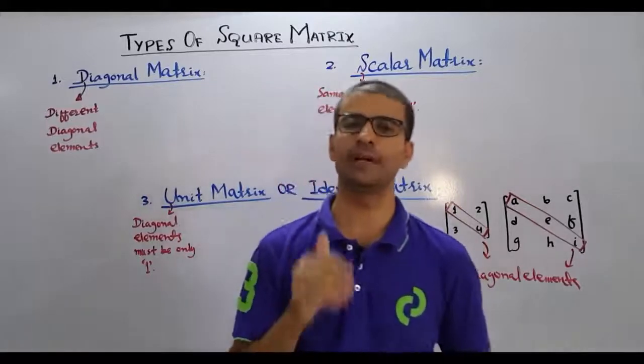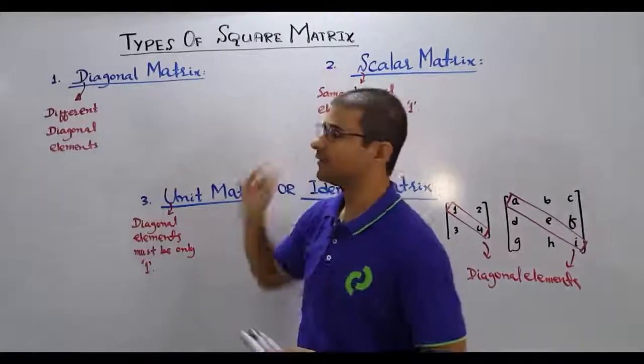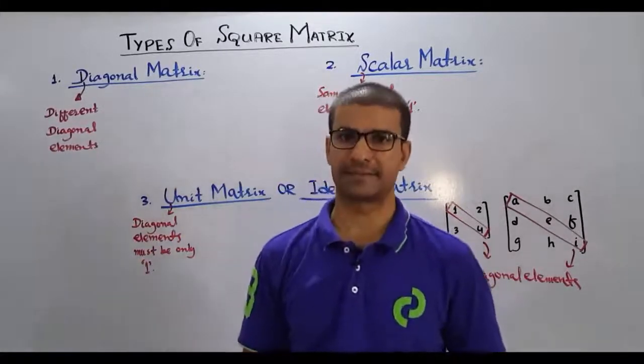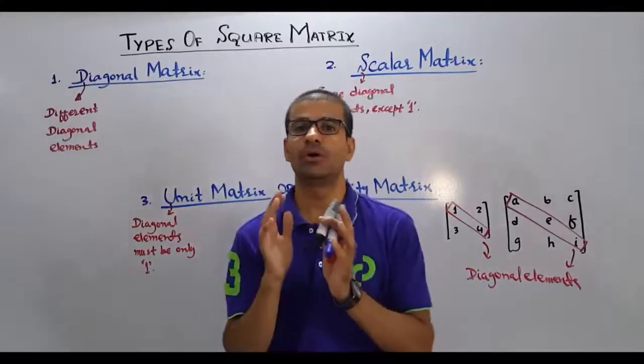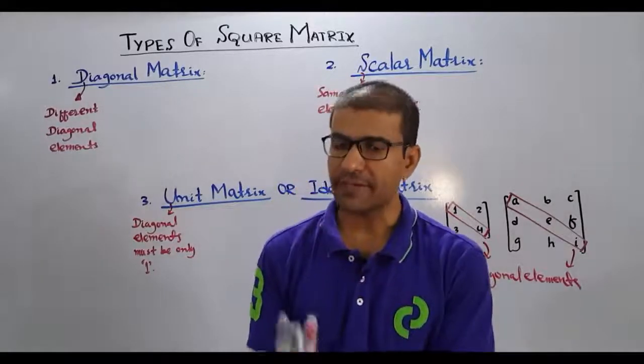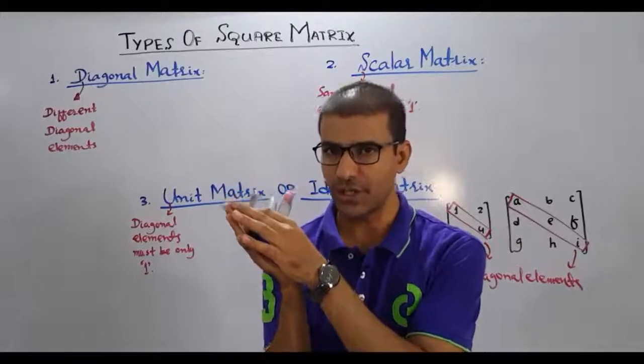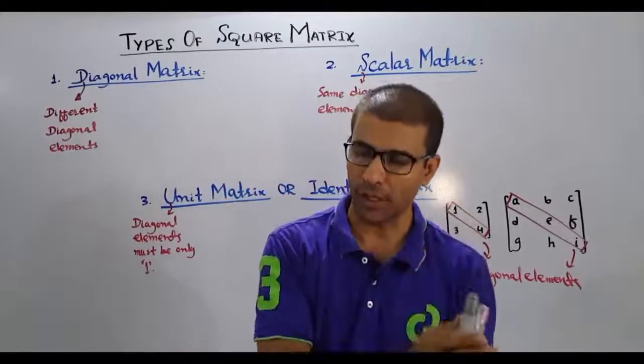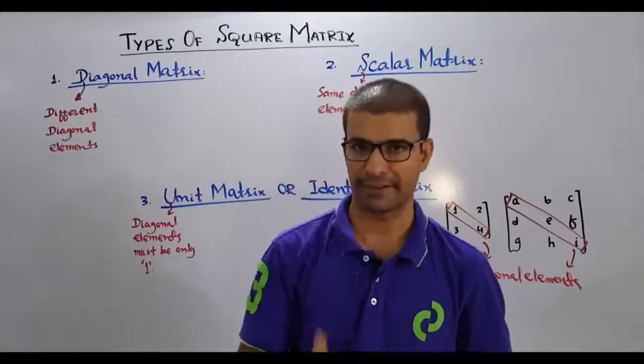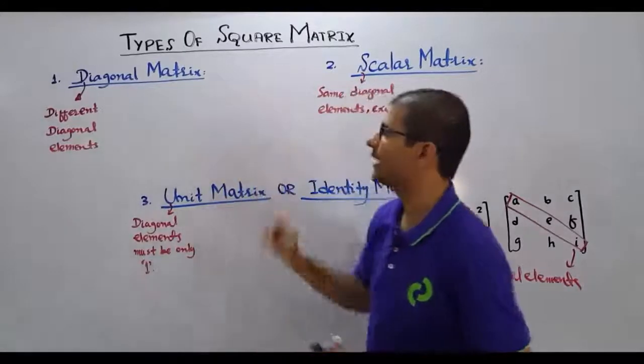In this video you will study types of square matrix. As you know, what is a square matrix? A matrix in which number of rows is equal to number of columns is called square matrix. Now we have types of square matrix.